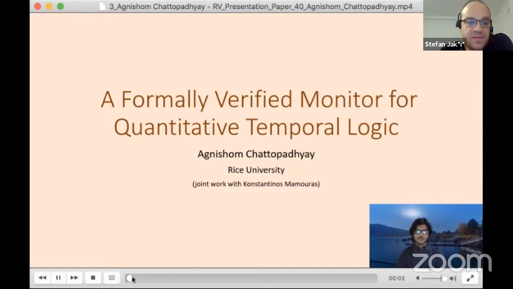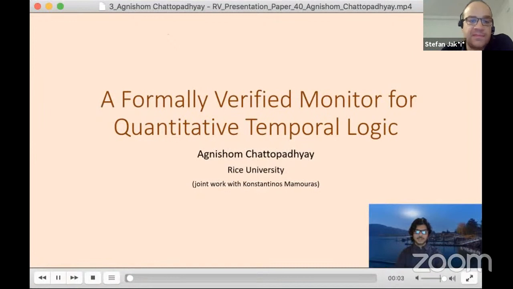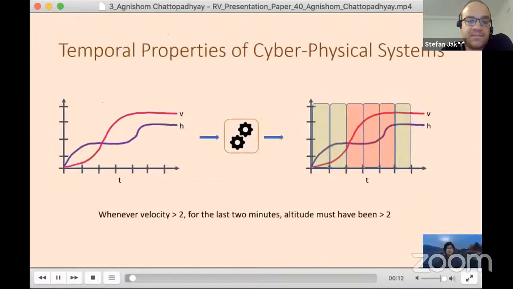I am Agnishom Chattopadhyay, a graduate student in Rice University. I shall present the formalization of a monitoring algorithm for quantitative metric temporal logic. This is joint work with Konstantinos Mamouros.